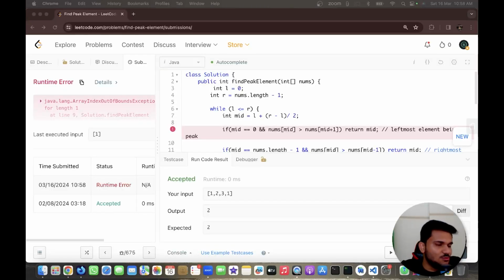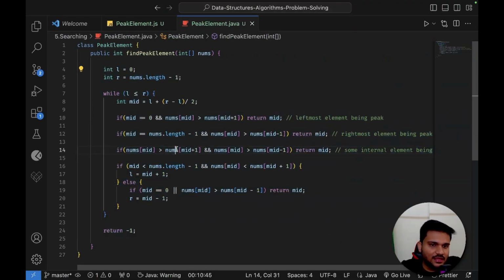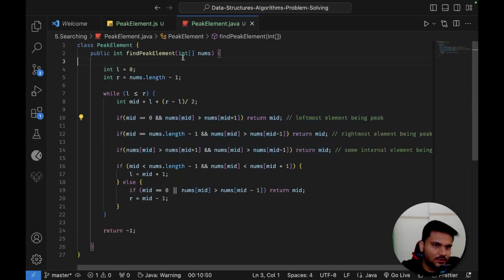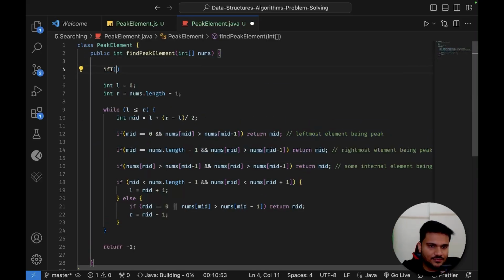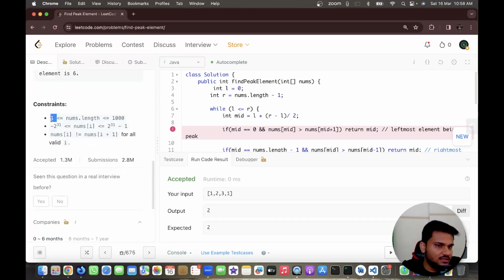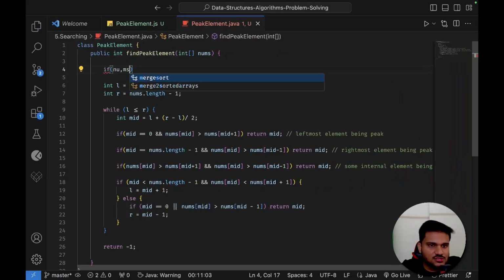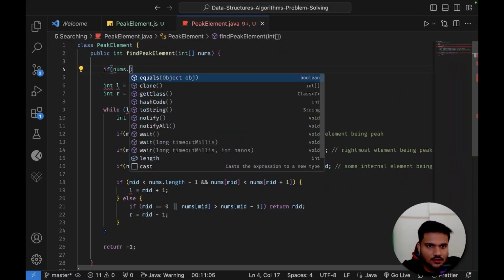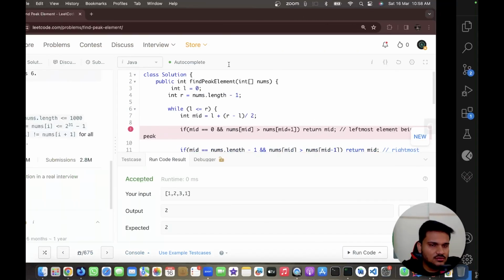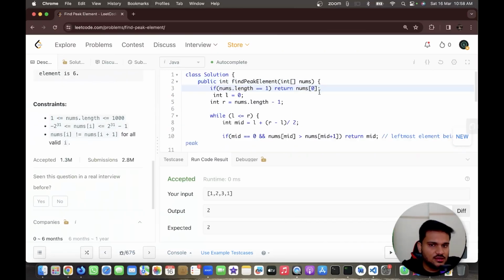Now there is a small corner case coming up. What if there is a single length array? In a single length array, these two conditions are not going to work. So you can have a separate check here, and you can visualize this with the fact that in the constraints also it is given that there can be a single element. So if nums dot length is equal to 1, you just return nums of 0. You do not need to do anything else.